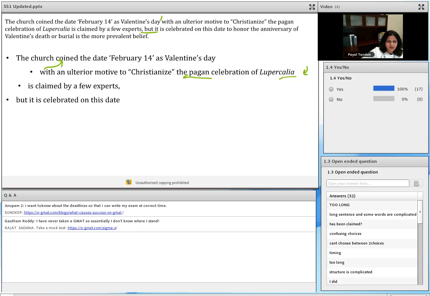Now then you read further, "but". So you have "but", which means there is a contrast, but it is celebrated on this date. Now what is celebrated on this date? It refers to Valentine's Day, but Valentine's Day is celebrated on this date. And what is this date? This date is Feb 14th. Okay, so look what I'm doing here.